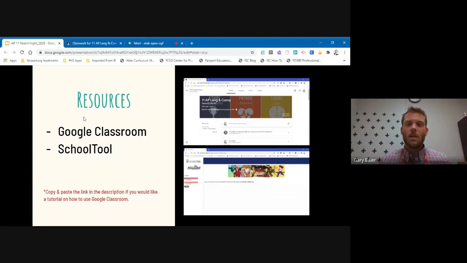SchoolTool, I know that's not a new resource for anyone, but I do highly recommend that both you and your child are in there often checking SchoolTool. If a student has not handed in an assignment, I will put a 0 in there as a placeholder just to notify you and your child that I still have not received that assignment from them.